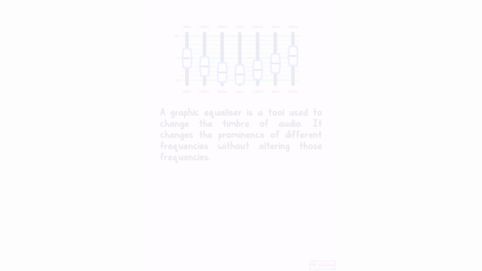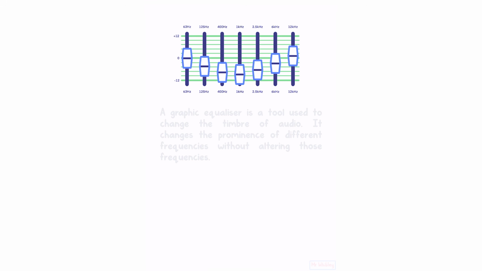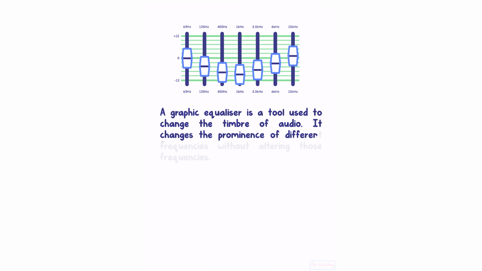One example of this that you might be familiar with is a graphic equalizer. A graphic equalizer is a tool used to change the timbre of audio. It changes the prominence of different frequencies without altering those frequencies. And so each of these sliders is increasing or decreasing a particular frequency range. For a deeper sounding tone, you might increase the lower frequencies and decrease the higher frequencies.